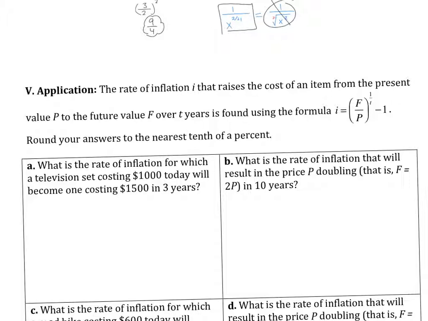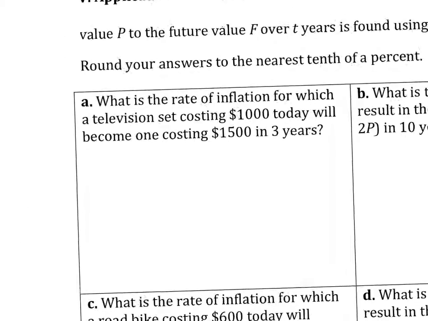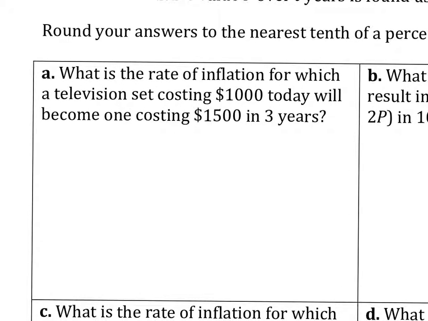All right, so what is the rate of inflation on part A for which a television costing $1,000 today? So what would the rate of inflation have to be in 3 years for that same thing to cost $1,500? So I'm going to start with my super secret formula. I equals capital F over P, I'm going to put the 1 over T there and subtract the 1.